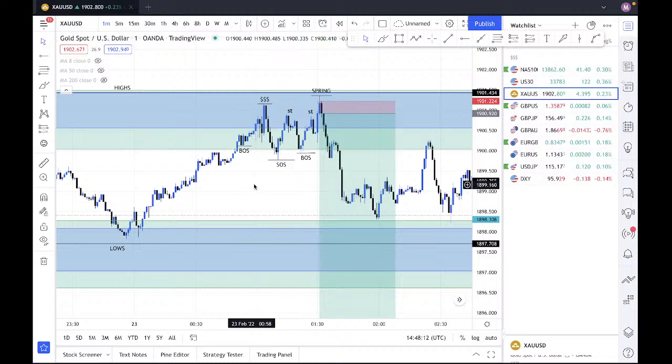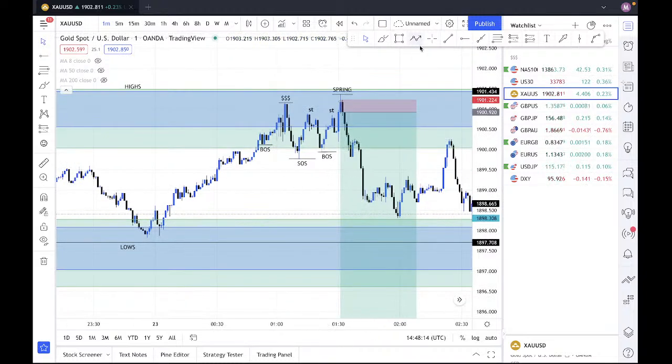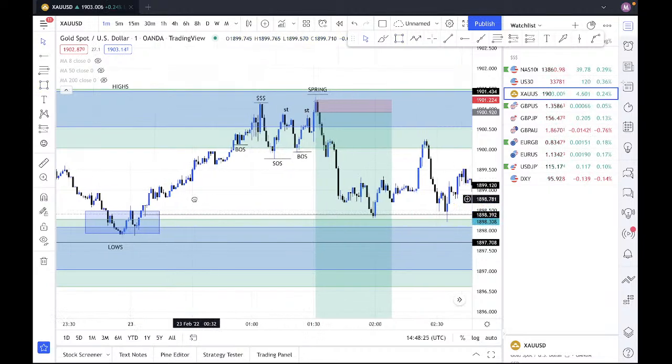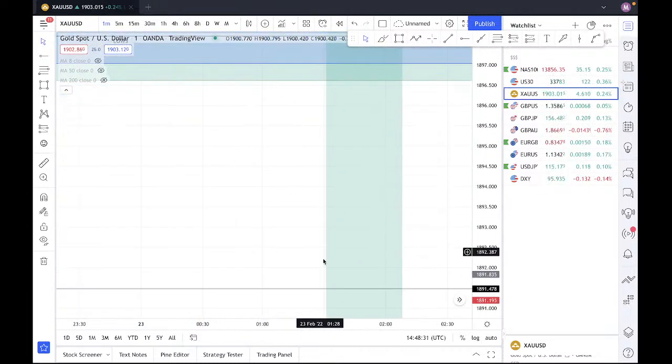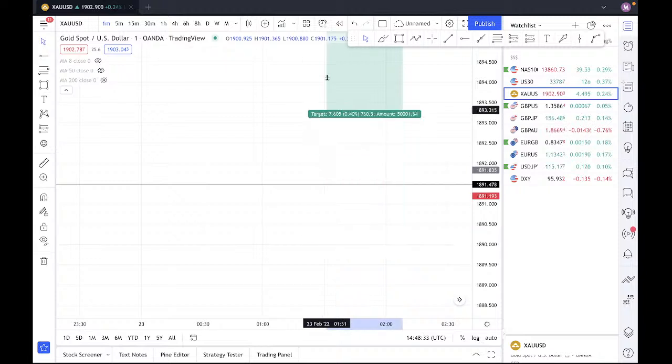That's fine. So my first target was around these areas here, just at this kind of clutter here. This clutter here was around the area that I was looking to take my first partial. So first partial was at, pull that back up.